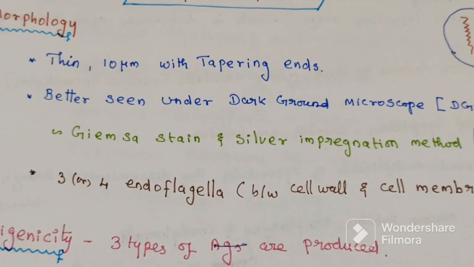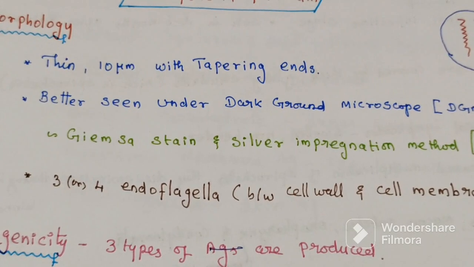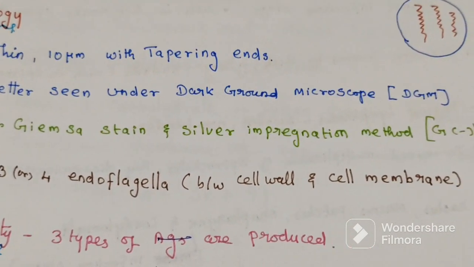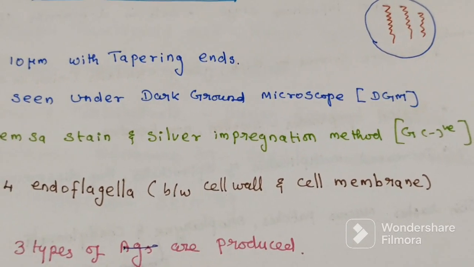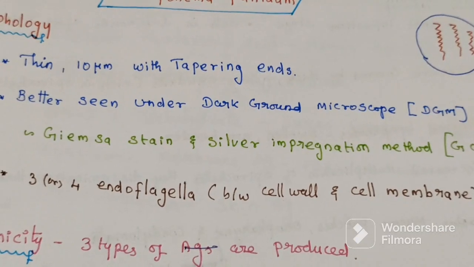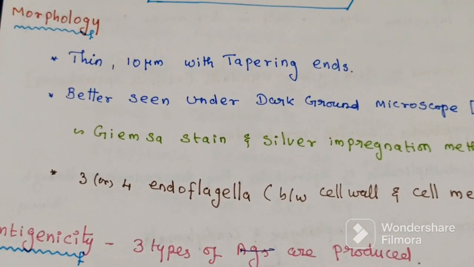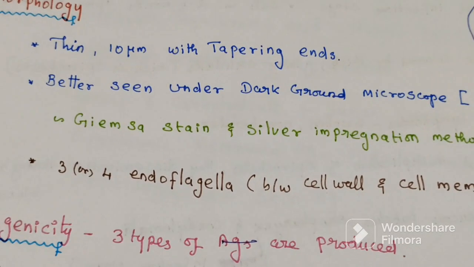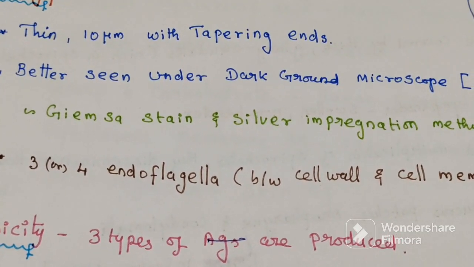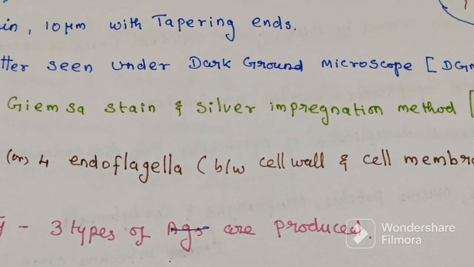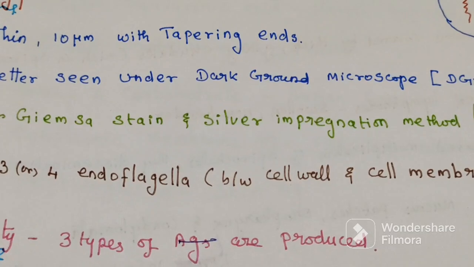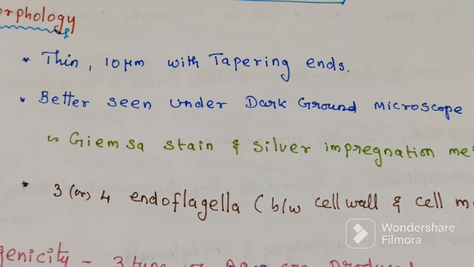Treponema pallidum can be visualized under a dark ground or phase contrast microscope. It is stained by the silver impregnation method and Giemsa staining. Treponema pallidum has 3 or 4 endoflagella. Endoflagella means they are present between the cell wall and cell membrane. This is all about the morphology of Treponema pallidum.